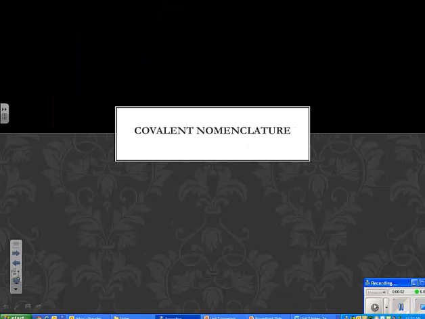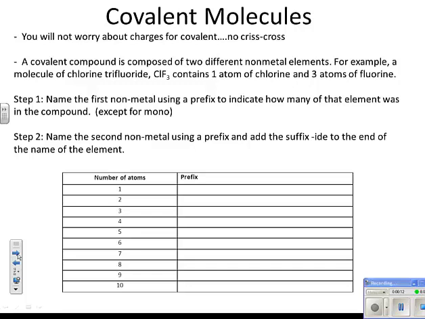All right, guys, moving on in our nomenclature. We finished all the ionics. Now let's go talk about the covalent nomenclature. It's substantially easier and less involved. Remember, covalent molecules are nonmetals, everything nonmetal. Be careful with those polyatomics, though.